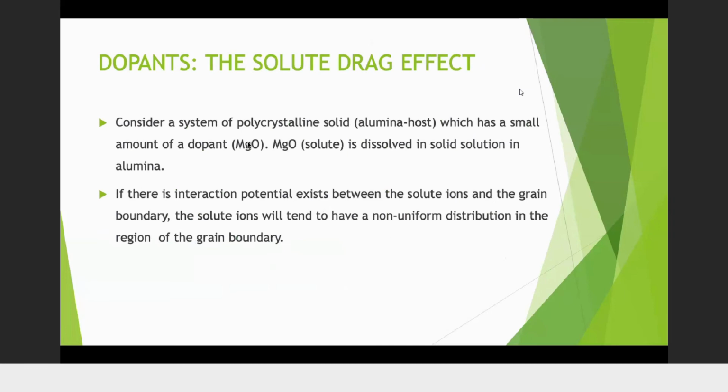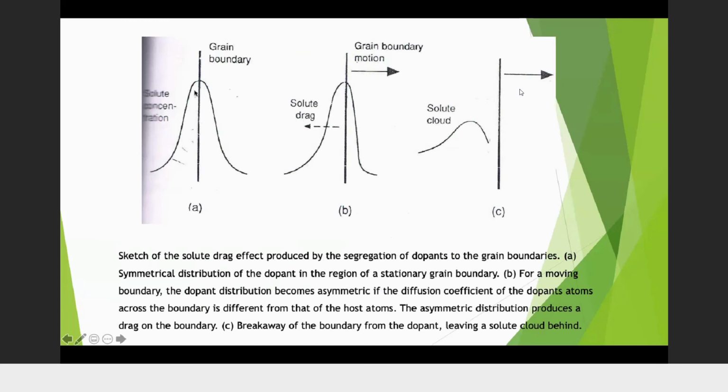So if an interaction potential exists between the solute ions and the grain boundary, then the solute ions will tend to have a non-uniform distribution in the region of the grain boundary. So here we have the grain boundary, and this is the solute concentration, right? The grain boundary will start to move, right? So it will move. But here we have a solute drag. It will retard or slow down the movement of the grain boundaries.